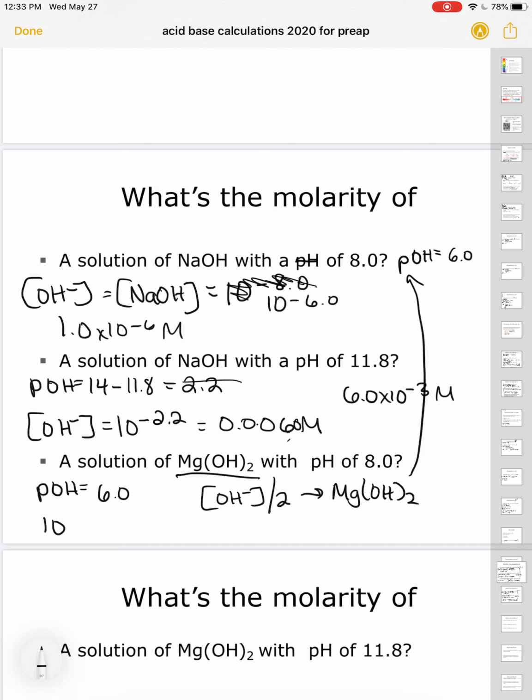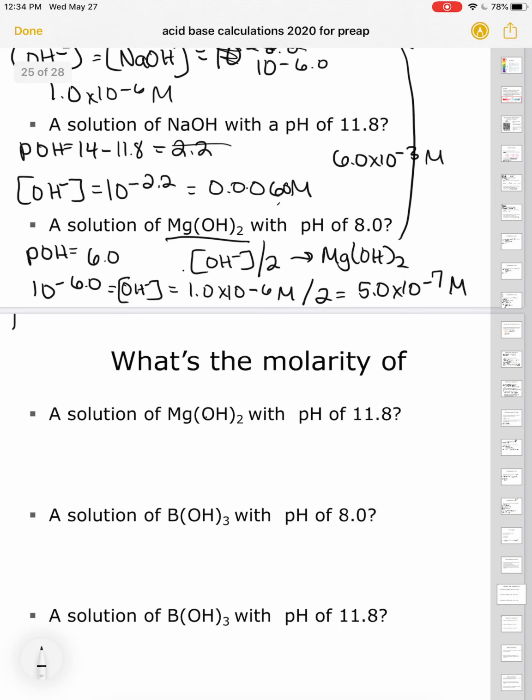So we're going to do 10 raised to the negative 6.0 equals my OH minus concentration. Okay, so it's going to be 1.0 times 10 to the negative 6 molar. That's my hydroxide concentration. My magnesium hydroxide concentration is going to be that divided by 2. Okay, so it's going to be 5.0 times 10 to the negative 7 molar.